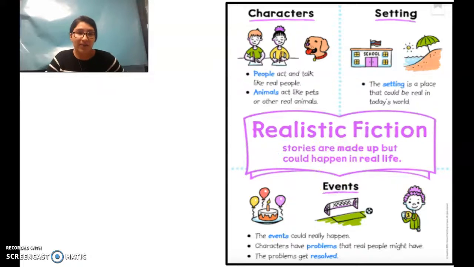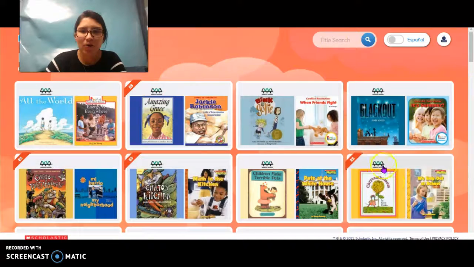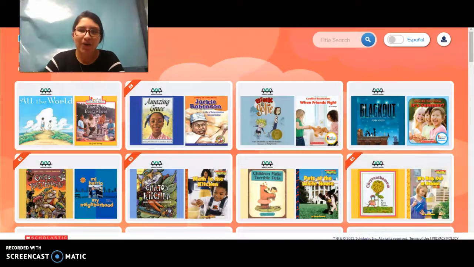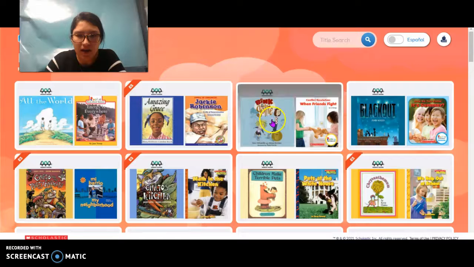Let's go ahead and look at some examples, and I'm going to have you give me a thumbs up if you're like, oh, that could be an example for realistic fiction, or no, that's not a good example, okay? I have a whole bunch of different little books right here, and I'm going to click on one, and we are going to go through the different pages, and at the end of the book, I'm going to have you give me a thumbs up for, yes, this is a good example of realistic fiction. The story's fake, or made up, but it really could happen, or no, this story looks completely made up. That could not happen in real life. Okay? So let's look at Bink and Goalie.